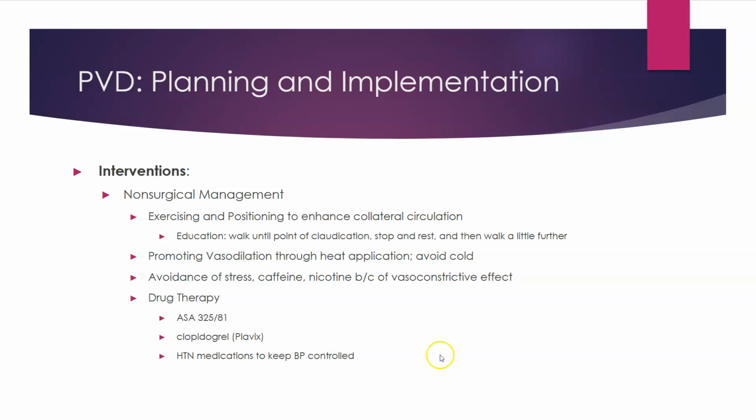So what do we do with this? Of course, if we can do exercise and positioning to enhance circulation, we will. We're going to try and promote vasodilation. You can apply some heat. Try to avoid stress and nicotine, anything that's going to have a vasoconstrictive effect. We might thin the blood a little bit, using aspirin, depending on your doctor, 325 milligrams or 81 milligrams, or some Plavix to thin that blood out. And of course we want to minimize hypertension, so we will administer blood pressure medications to keep blood pressure controlled.